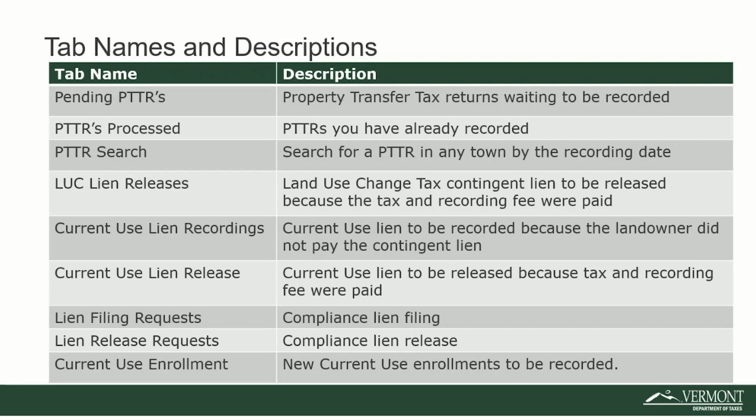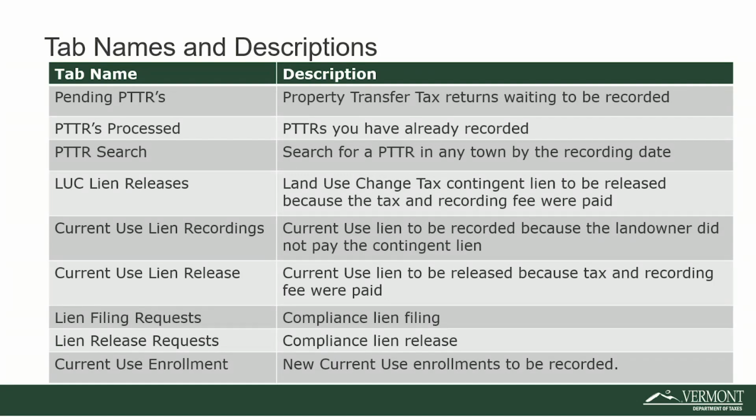Now we're dipping into current use stuff. LUC lien release. LUC stands for land use change tax. And this web request is specific for contingent liens to be released because the tax and recording fee were paid. Then there's a current use lien recording. Current use lien to be recorded because the landowner did not pay the contingent lien. So this is going to happen after a property has become developed and we haven't received payment for that.